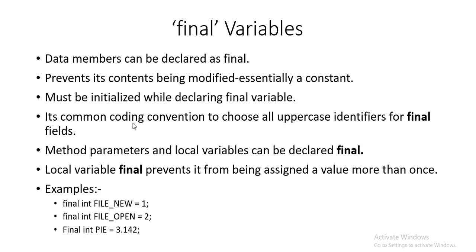Now, it's a common coding convention to choose all uppercase identifiers for final fields. In the examples you can see final int FILE_NEW is assigned 1, final int FILE_OPEN is declared with 2, and final int PI has the value 3.142. We are initializing these variables at the time of declaration only, because this value cannot be modified. Once you assign these variables, you cannot modify them in your program.